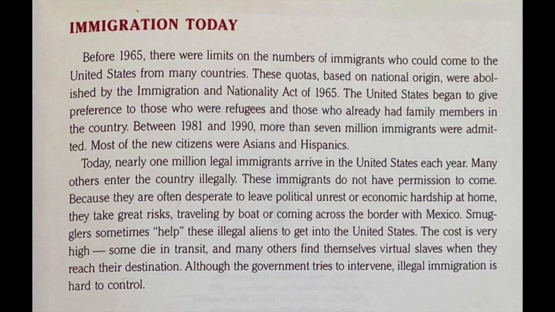Many others enter the country illegally. These immigrants do not have permission to come. Because they are often desperate to leave political unrest or economic hardship at home, they take great risks traveling by boat or coming across the border with Mexico. Smugglers sometimes help these illegal aliens to get into the United States. The cost is very high. Some die in transit, and many others find themselves virtual slaves when they reach their destination. Although the government tries to intervene, illegal immigration is hard to control. Other interesting facts about immigration.